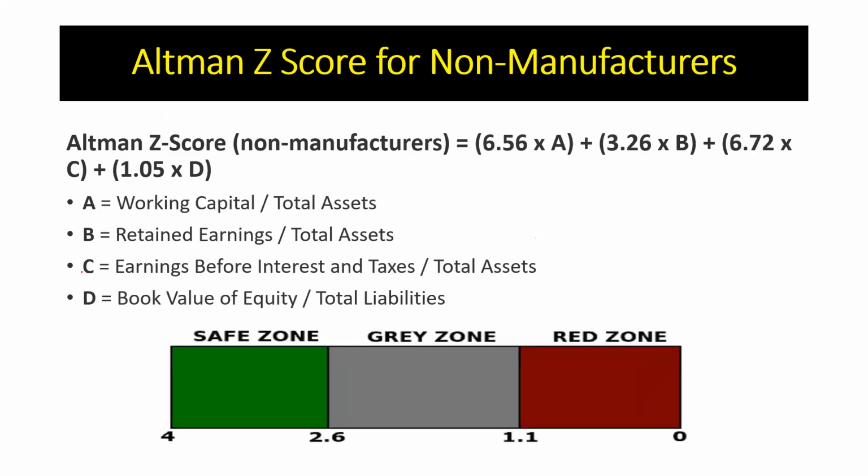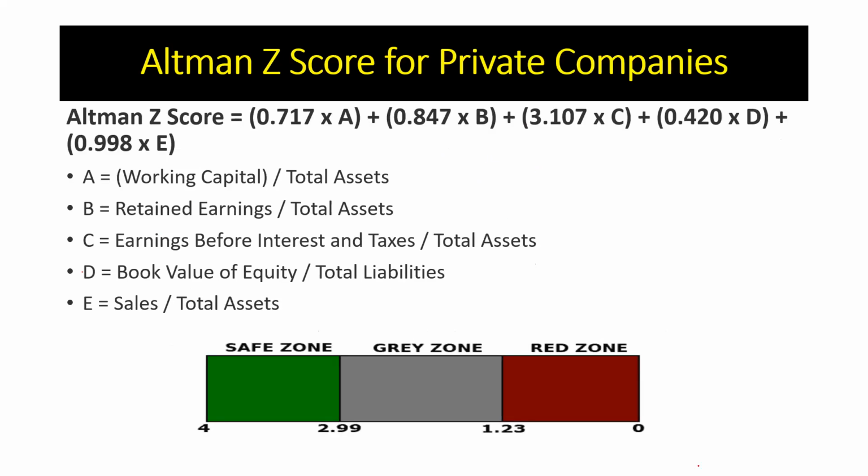Then if the company is a non-manufacturer, there is no E ratio. There are only 4 ratios, and accordingly the score is calculated. One thing which we missed out here: the red zone value is reduced in the case of private firms. Instead of 1.81, it drops down to 1.23, but the gray zone is bigger in this case. In the case of private firms, the safe zone remains the same.